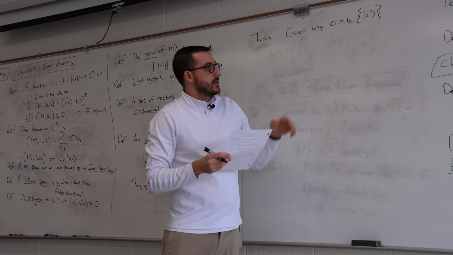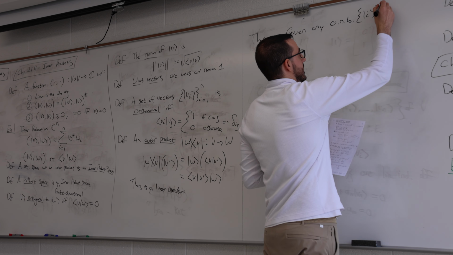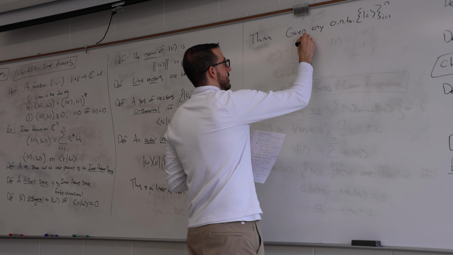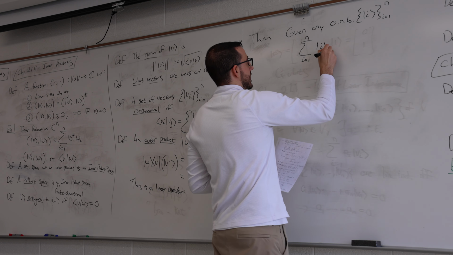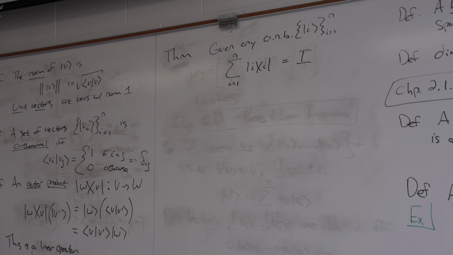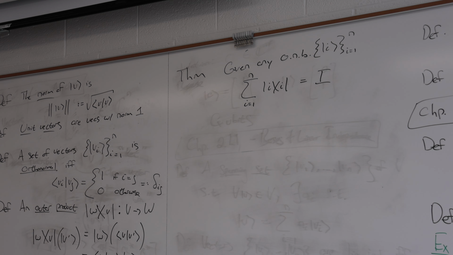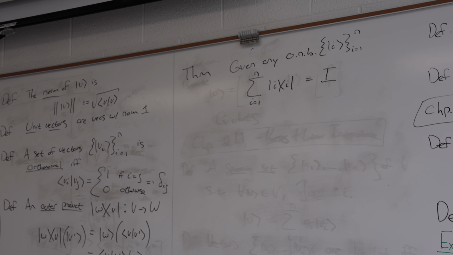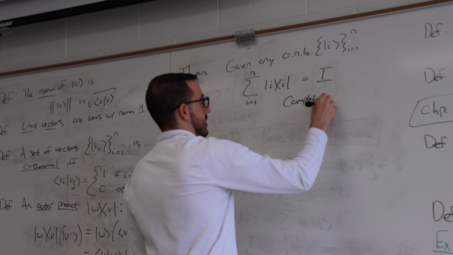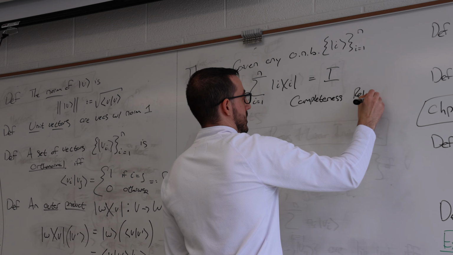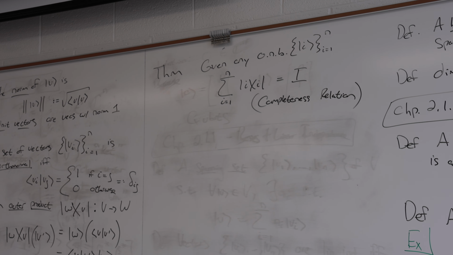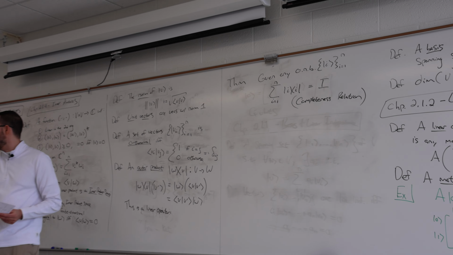So any orthonormal basis I, for example, you could have I going from 1 to n if you want. The following is going to be true. The sum over I going from 1 to n of these outer products, I outer product I, is equal to the identity matrix. This is a very important property known as the completeness relation. One more thing to write down before I give you an exercise.